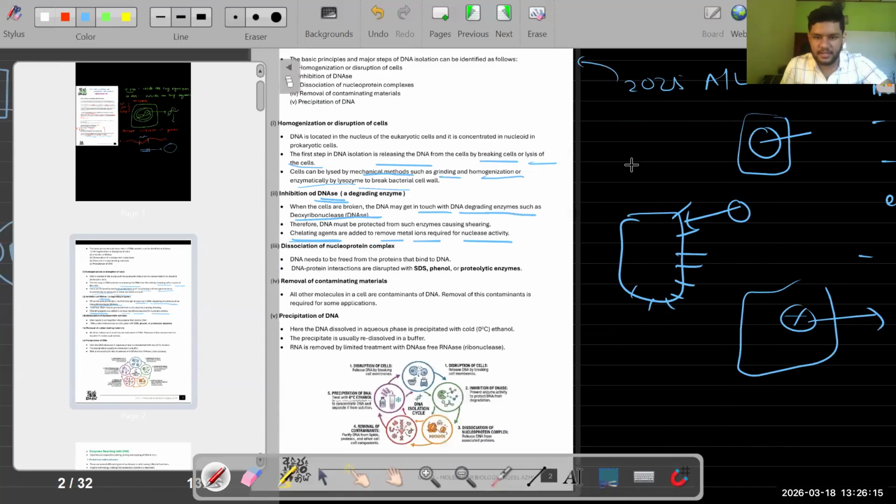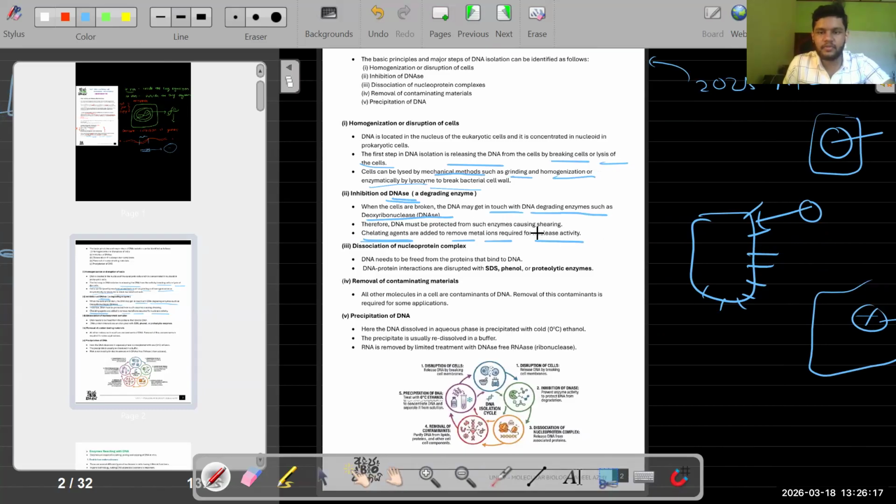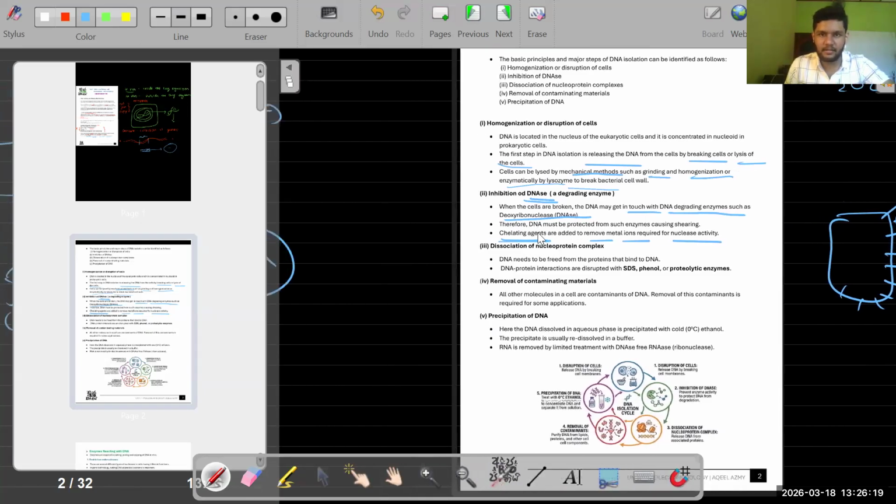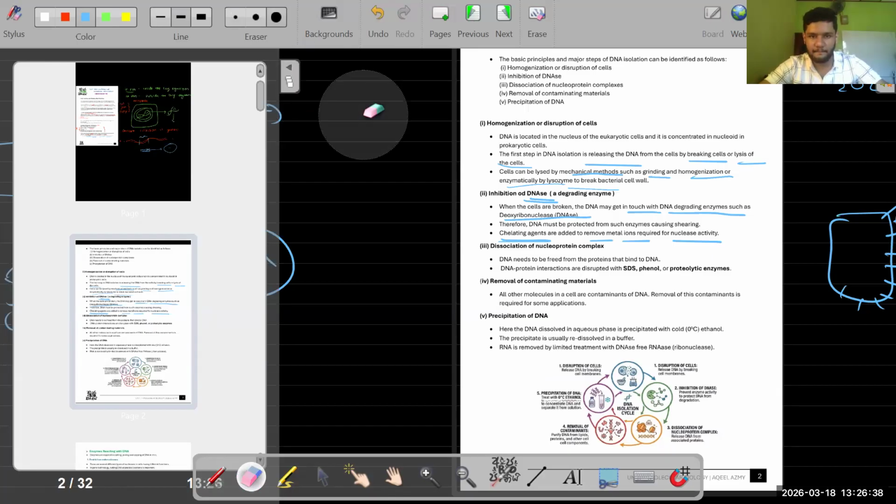Now see, if you just read that it removes the metal ions required for nuclease activity, can you understand anything? Just be frank and let me know. We can understand that chelating agents protect them, but how? Can you understand how? No, right? So for your understanding, I'll explain what actually happens.